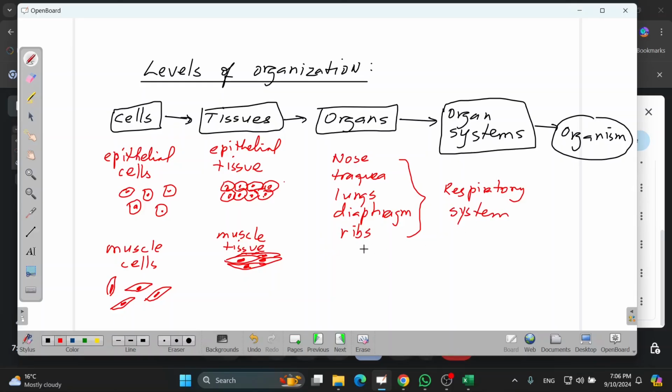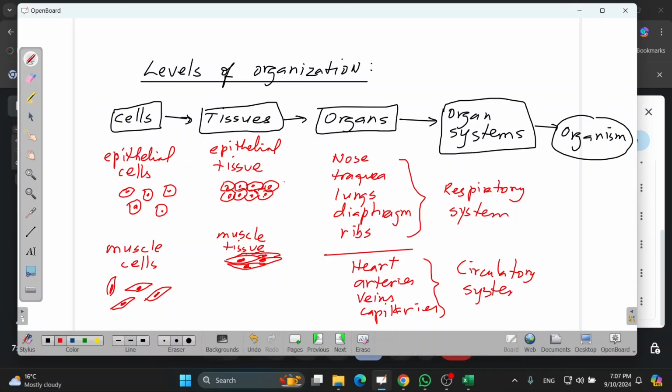Guys, just to mention one. If you want to mention another system here, we can say, for example, the heart, arteries, veins, capillaries, right? They all work together in the circulatory system to transport substances around the body. Right?